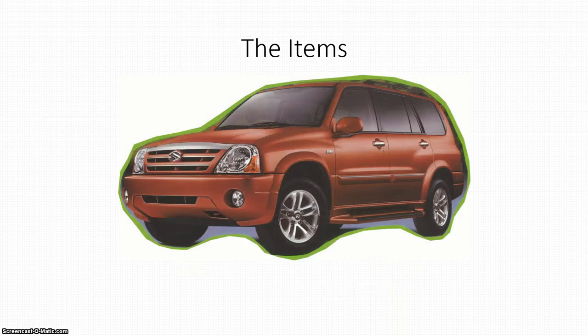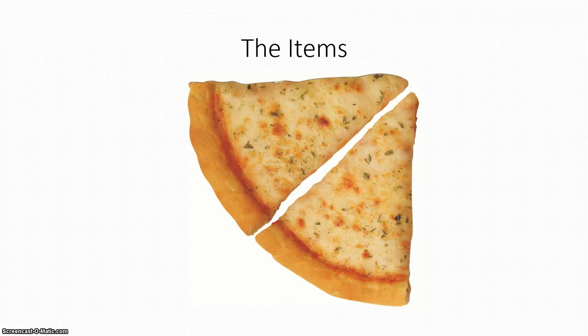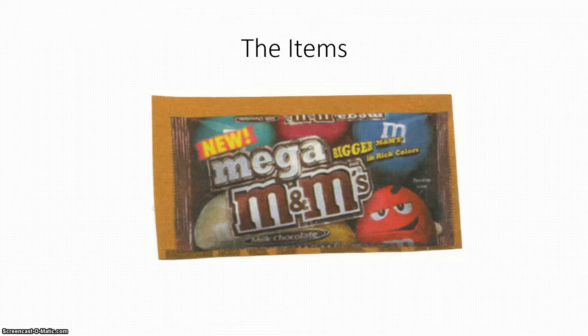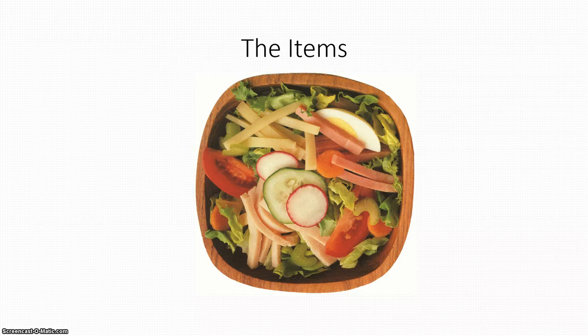The main components of this SUV are metal, which is mined, plastic, a derivative of oil, and glass, which comes from sand, all of which are natural resources. All the components of this pizza came off the farm. Toilet paper is a byproduct of wood. This makes it farmed. The chocolate in these M&Ms comes off of the farm. All the components in this salad are from the farm.